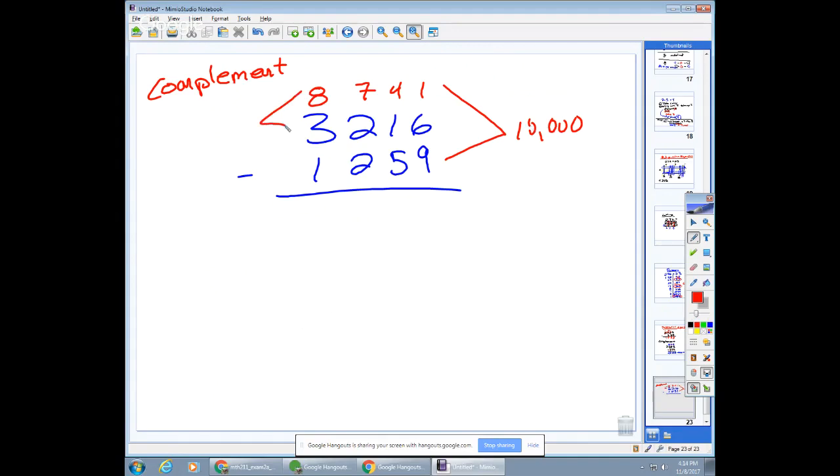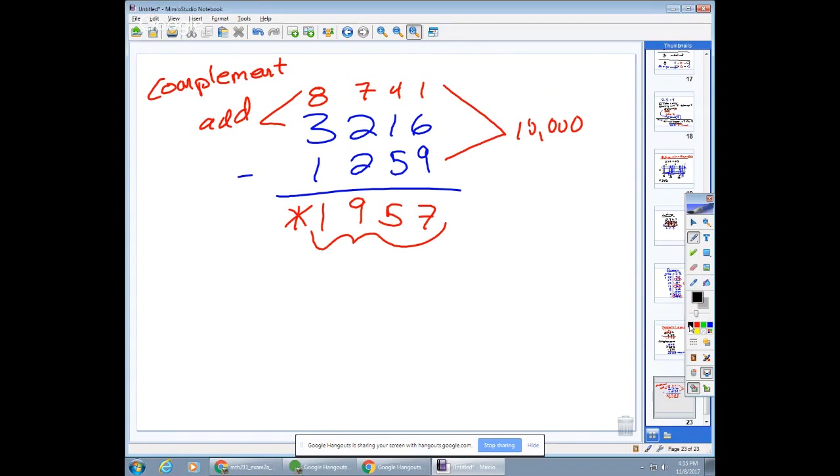So then we add the top two numbers. So 1 and 6 is 7, 4 and 1 is 5, 7 and 2 is 9, 8 and 3 is what, 11? But how much over am I here? 10,000, so we just get rid of the 10,000, and so this has to be the answer, 1,957. So that's the complement method.